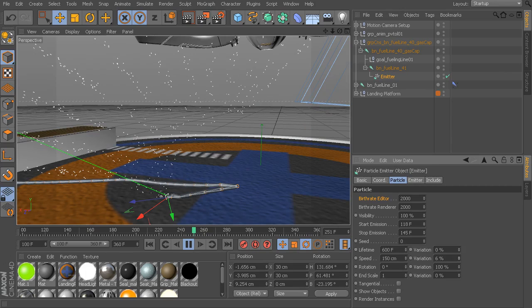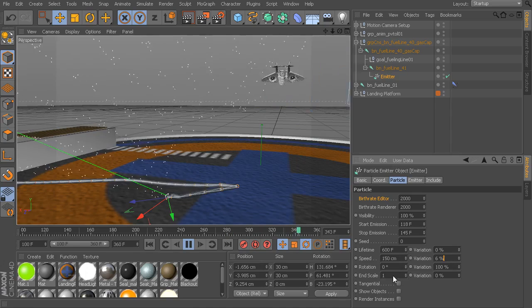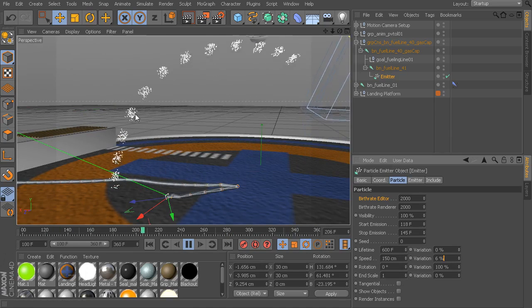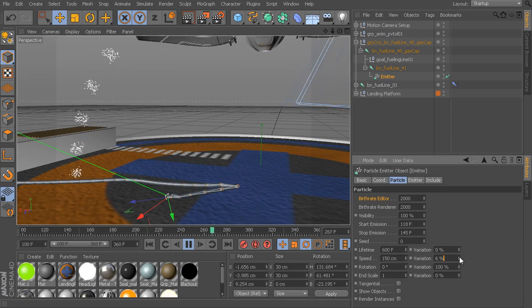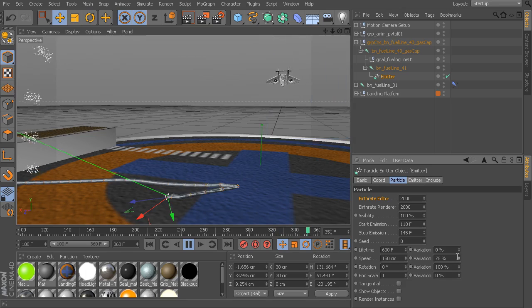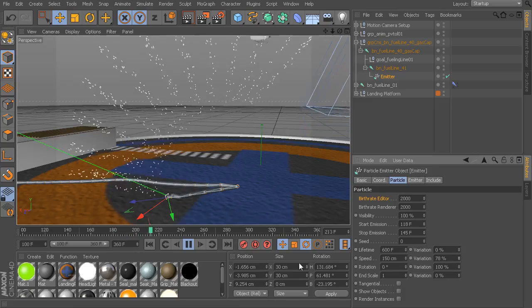How much that speed varies from particle to particle is controlled by this variation. With a variation of something like 6, you can see they all move very close to the same speed. And we can start to drive that up and get more and more difference in speed between each one of these particles.